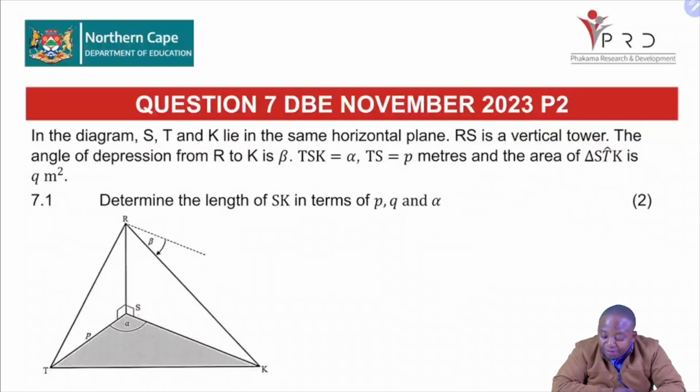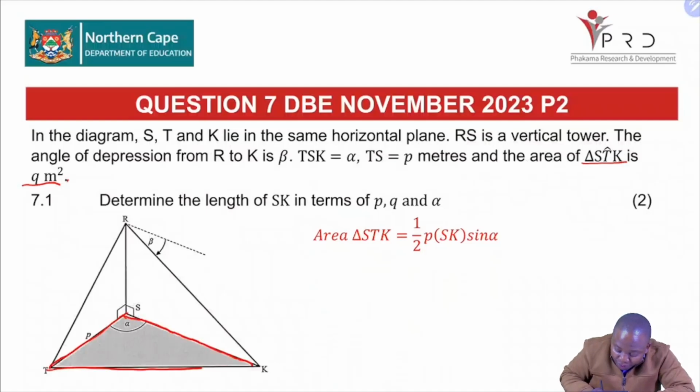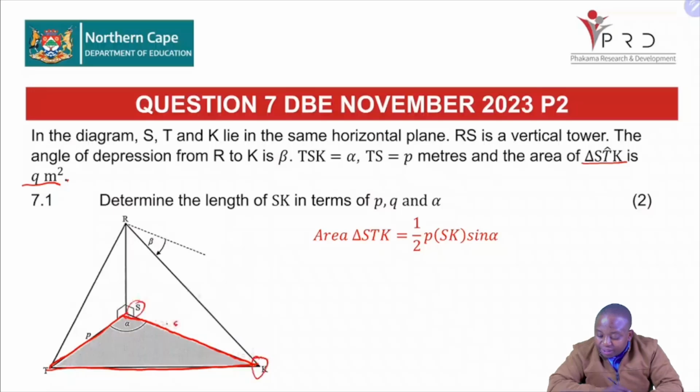How are we going to find our SK? Remember, we were given the area of STK. Because we are given the area of STK, we can use that to find our SK. So our SK is this side. How do we work around this? Our area of STK is equal to 1 over 2 times P, which is one side, the included side of that angle, because we are going to look at the angle in the middle right there.